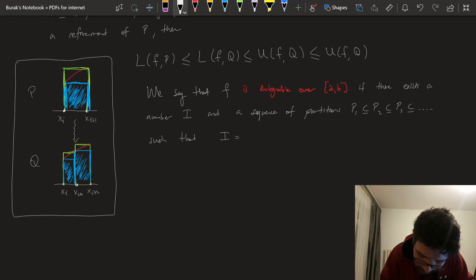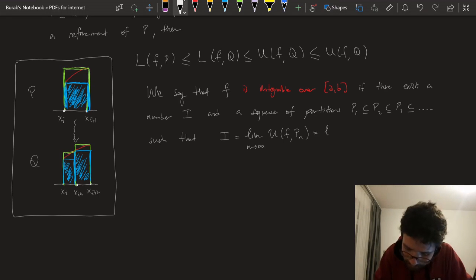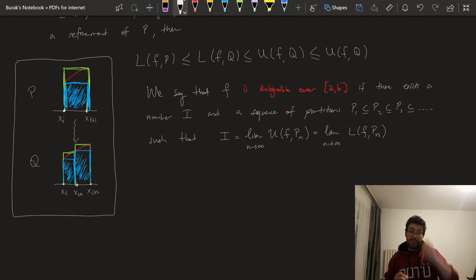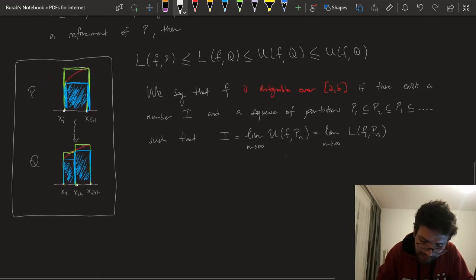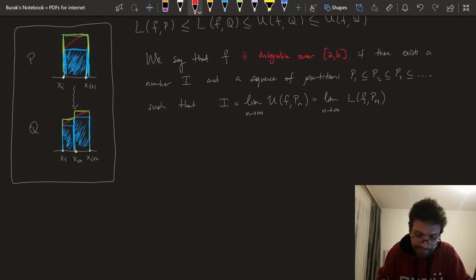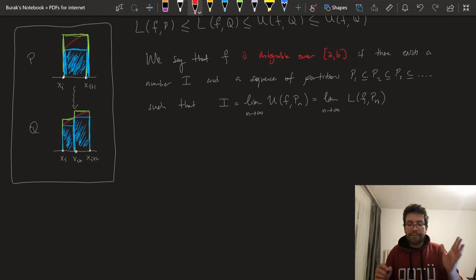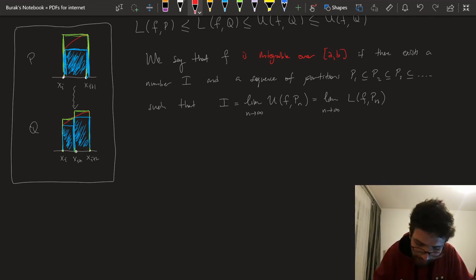I is equal to the limit of the upper Riemann sums of f with respect to the partitions Pn, and this should also be the same as the limit of the lower Riemann sums with respect to these partitions Pn. So if there is a number and there's a sequence of partitions like this, we say that f is integrable. So what's happening here is this: f is integrable if the following happens. You should be able to find a sequence of partitions such that the following happens.